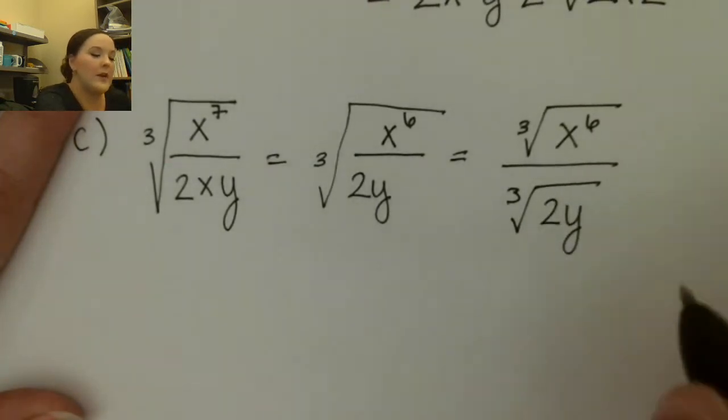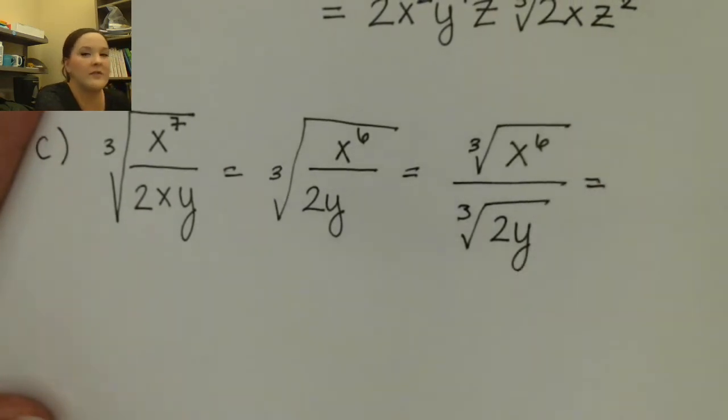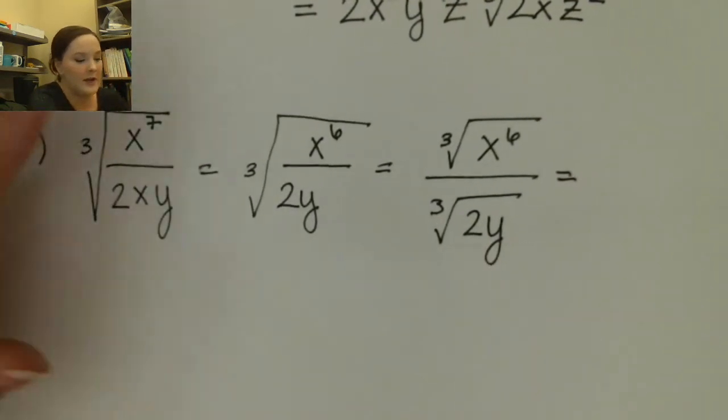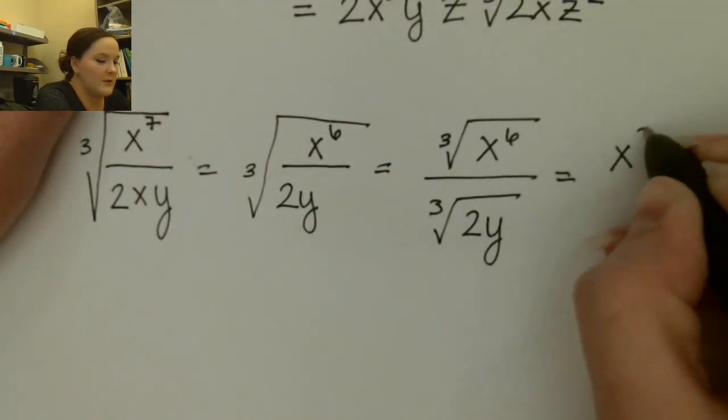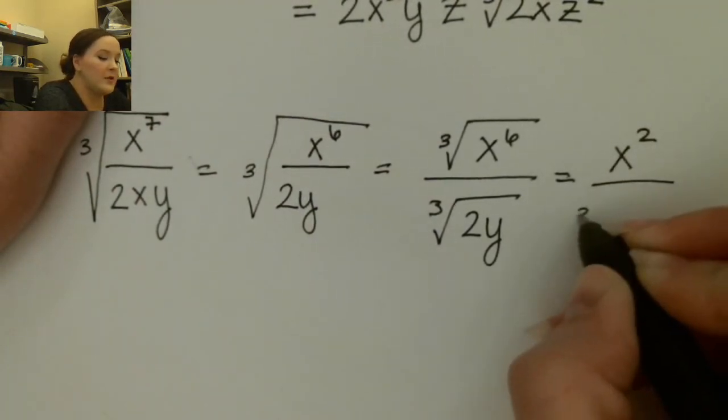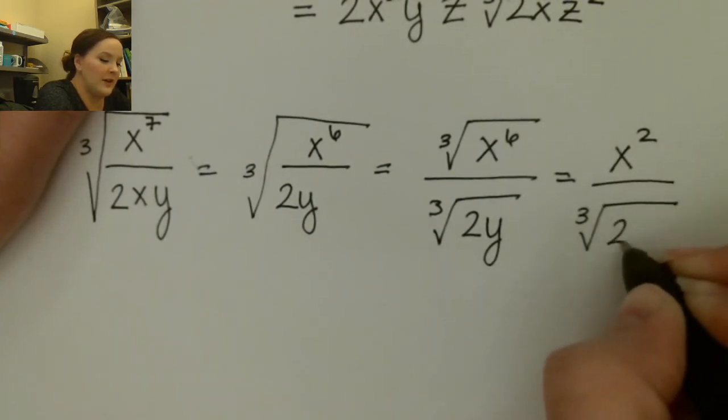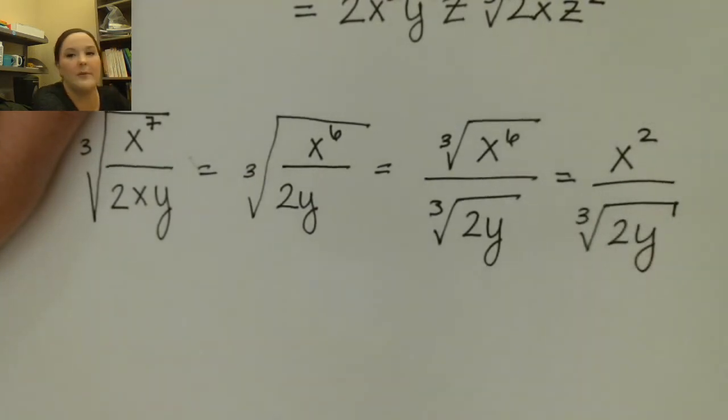Okay, and then we're going to simplify either of these if it's possible. Okay, so this one comes out evenly. The cube root of x to the 6th is x squared. Okay, and there's no way to simplify this radical in the denominator.